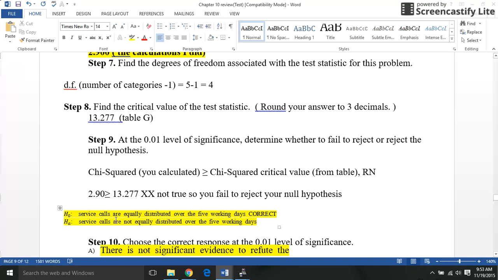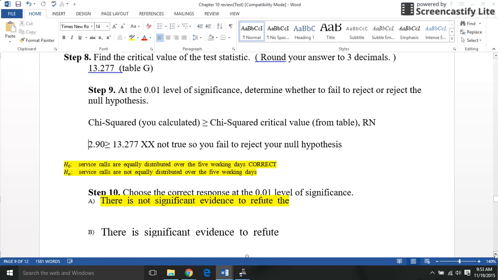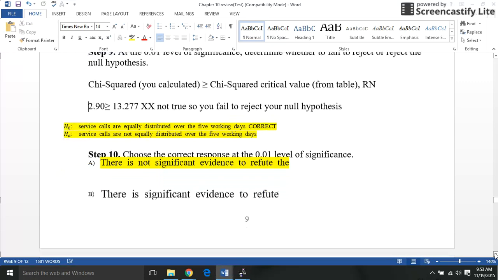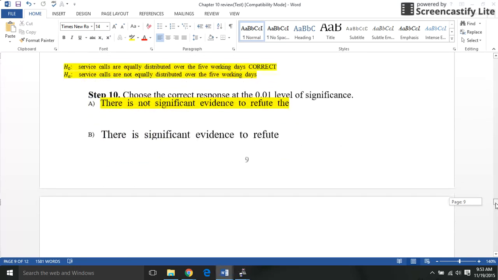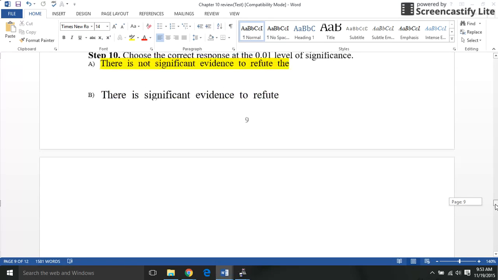So what does that mean? Well, I brought down the correct hypothesis down here. It means that the service calls are equally distributed over the 5 working days. So that's a correct statement. Which am I going to choose to correspond? There was not significant evidence to refute the claim. That means we're keeping the claim. That's all that means. So that is a chi-squared of equal proportions. In the next video, I'm going to do one where they're different.